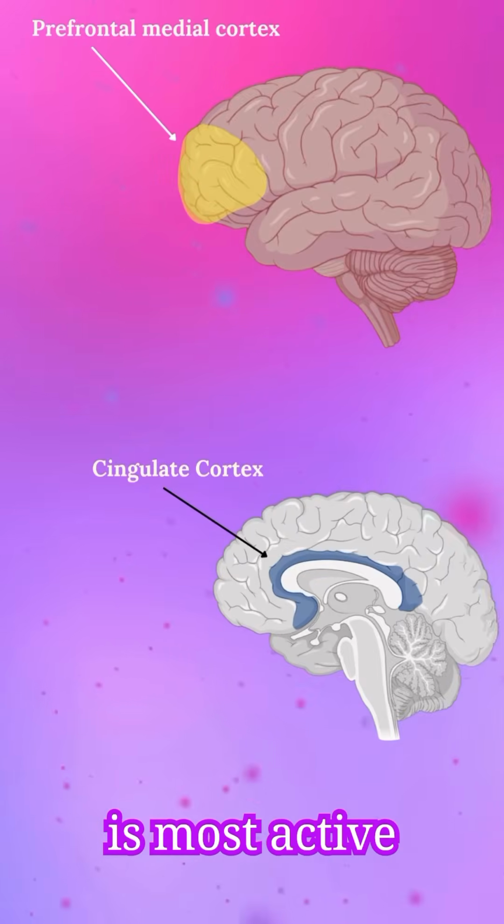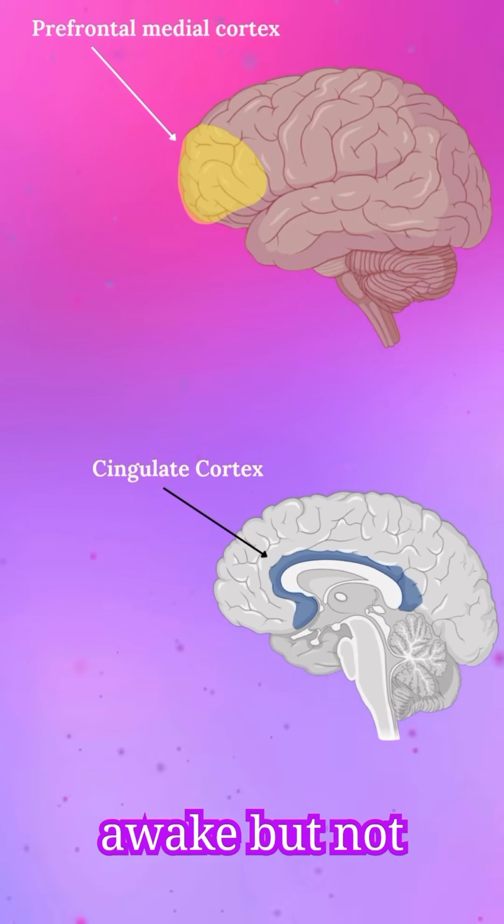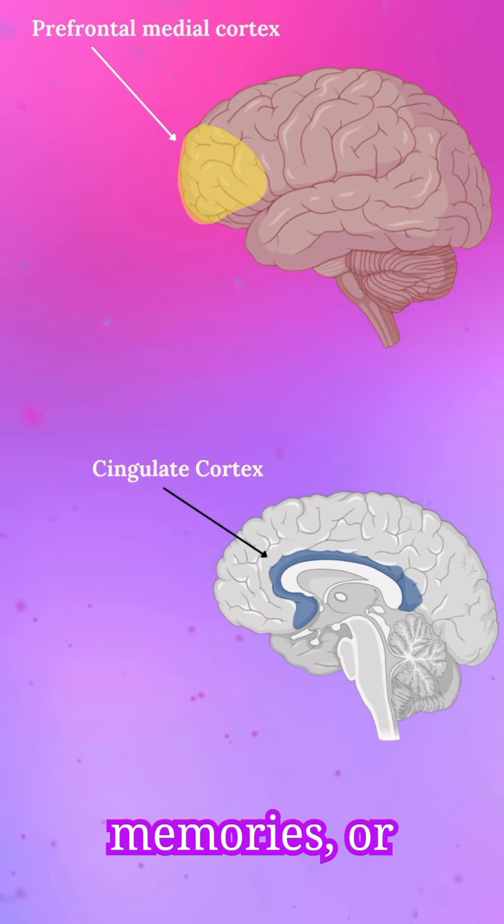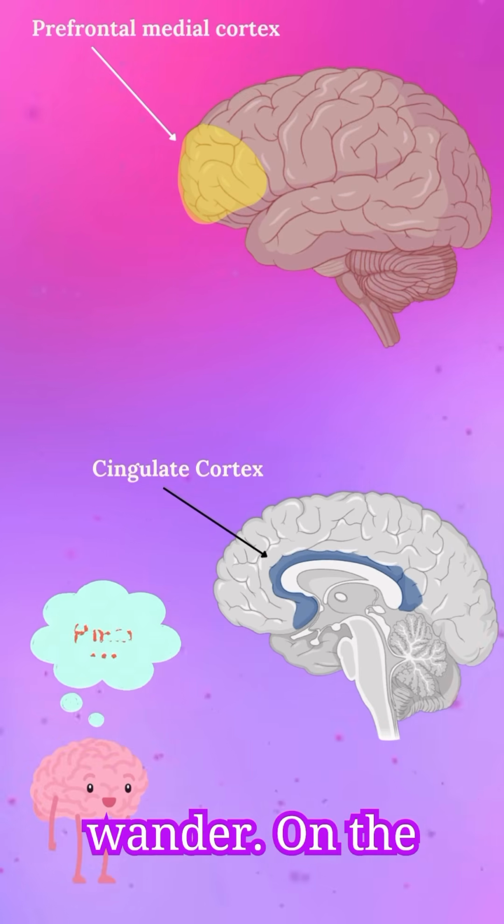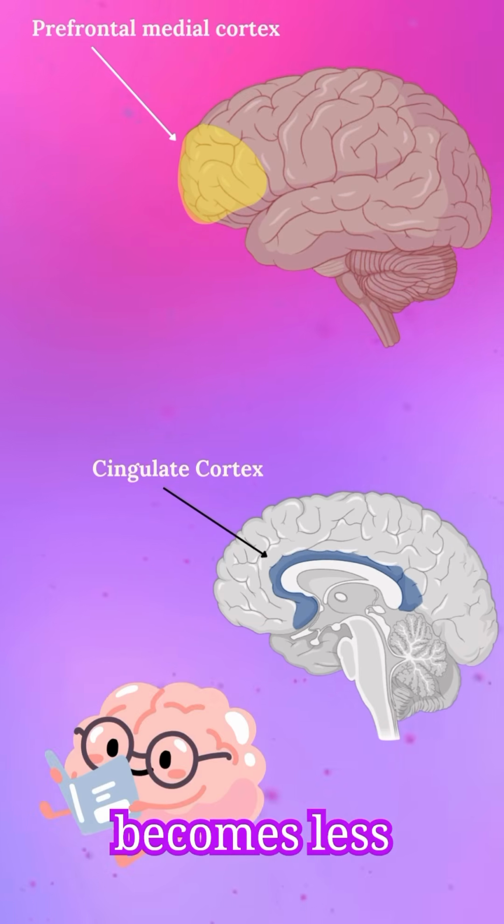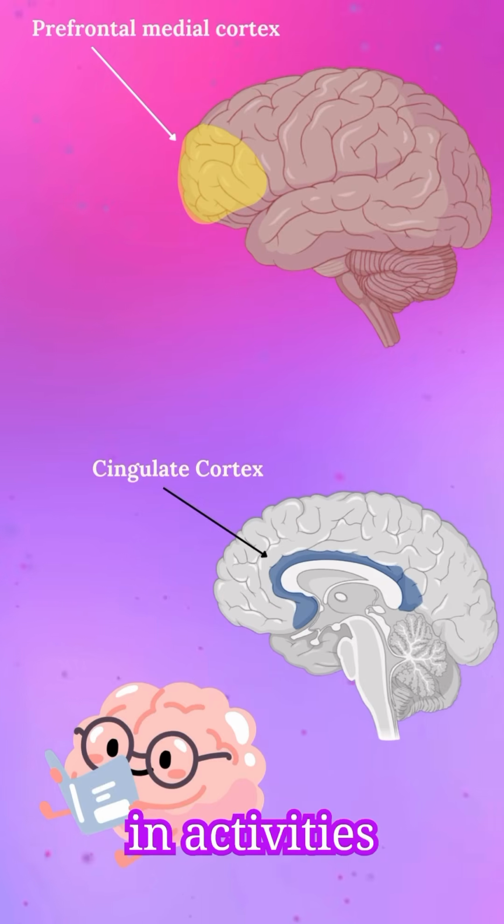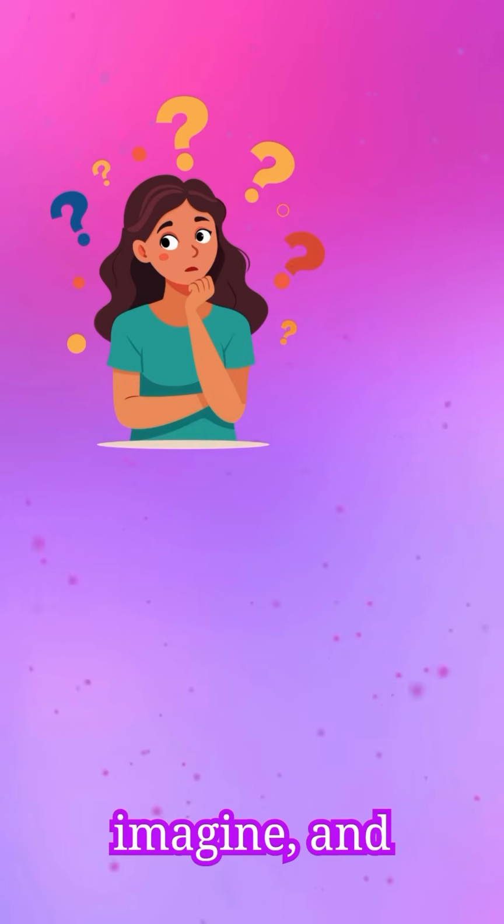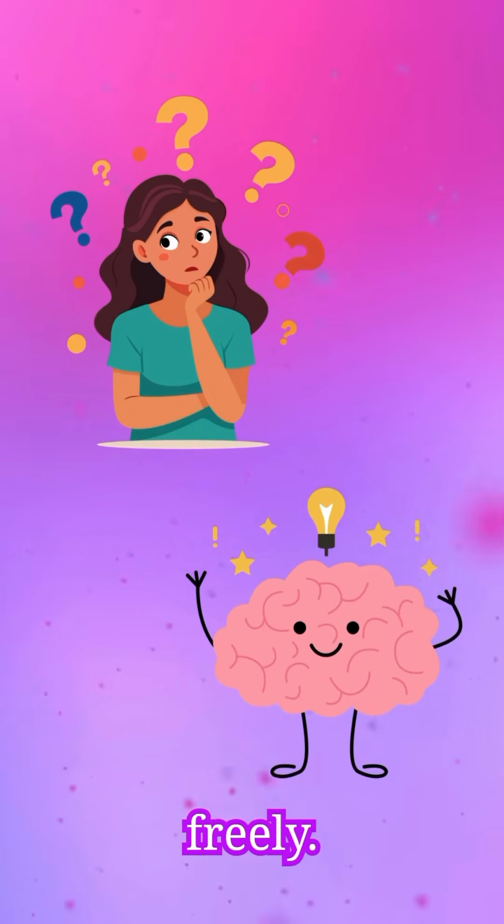The DMN is most active when we're awake, but not focused on a specific task, like when we're daydreaming, recalling memories, or simply letting our minds wander. On the flip side, it becomes less active when we're engaged in activities that require concentration. So what happens when the DMN is active? It allows us to reflect, imagine, and process information freely.